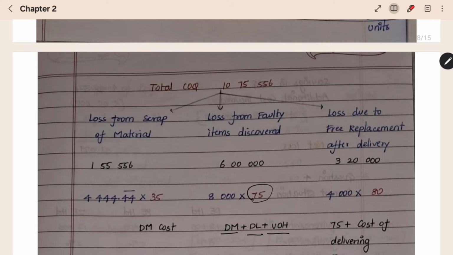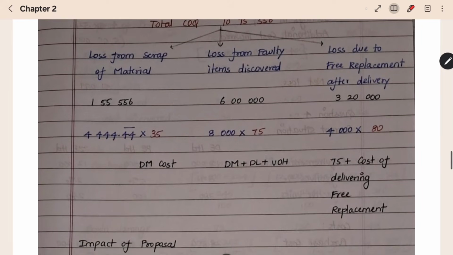Next thing is loss due to free replacement after delivery. After delivering, you will incur all the cost of production: direct material, direct labor, variable overhead. After that, you will also incur 5 rupees extra for free replacement delivery. This is the data given in the question.